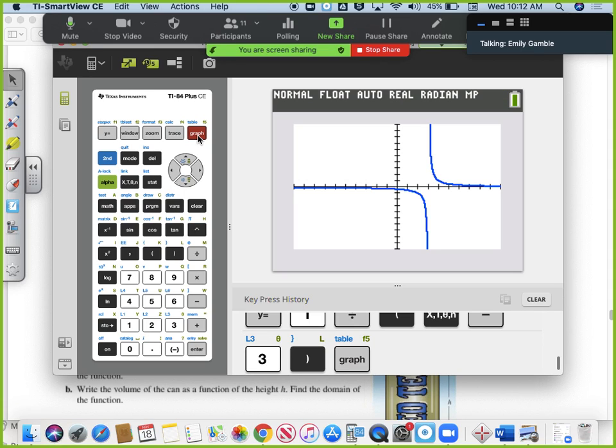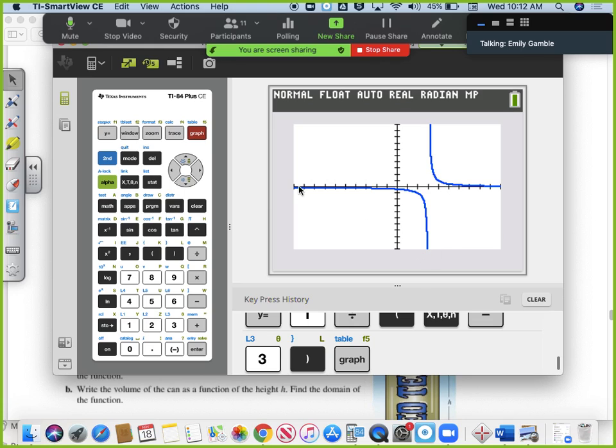So this is a very weird looking graph. I see that it starts over here and then goes down this way, starts over here, goes this way. It's not like a nice easy line that we're used to seeing. It's not a nice easy U-shaped graph or anything like that. This is definitely a weird graph.